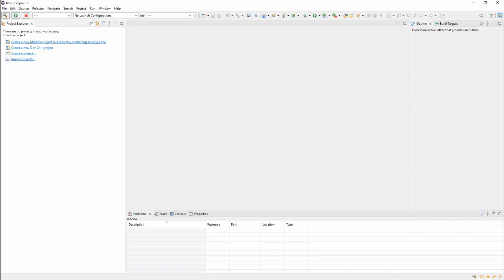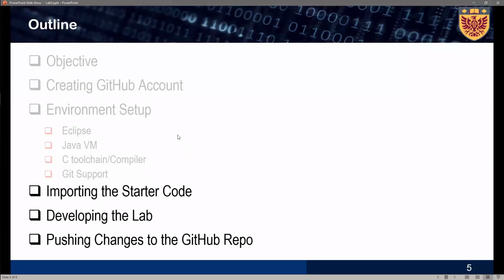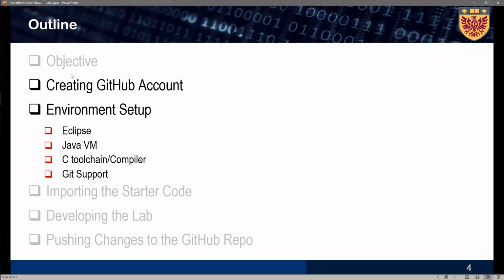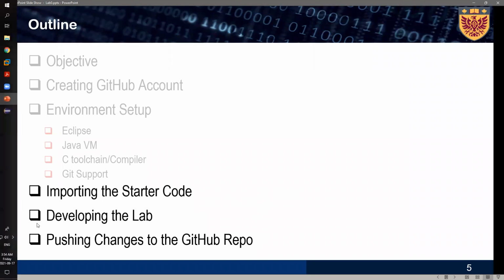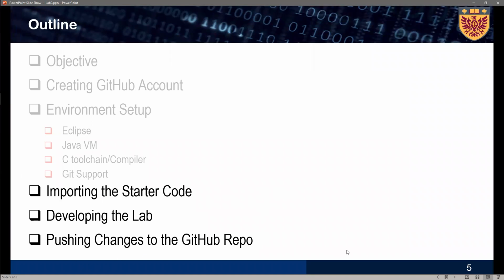The first step, let's return back to the slides. So we finished the environment setup. Now let's move to the real work here: importing the starter code, developing the lab, and then pushing the changes to the GitHub repo. As I said in the beginning of this tutorial, these 3 steps will be repeatable and you will redo them for the rest of the labs. So please make sure you follow the steps.